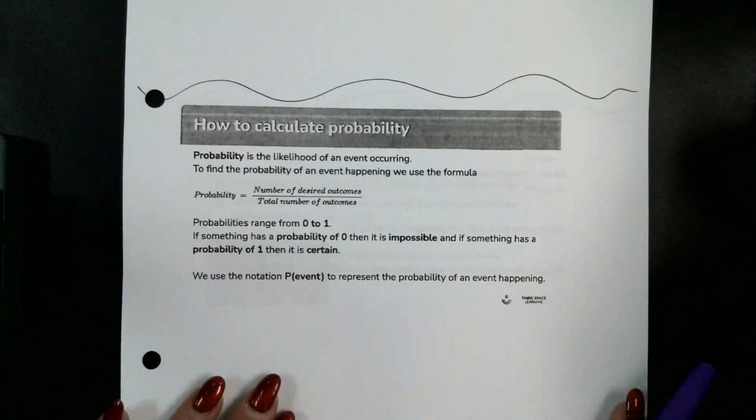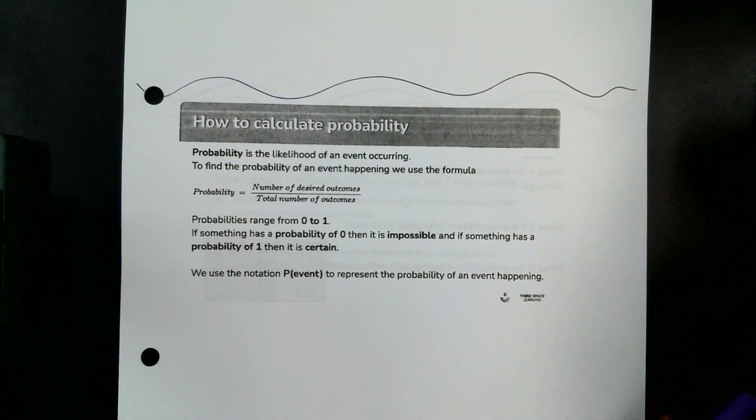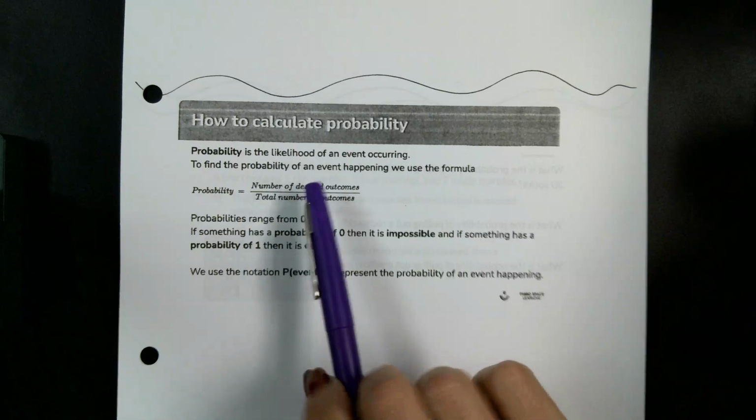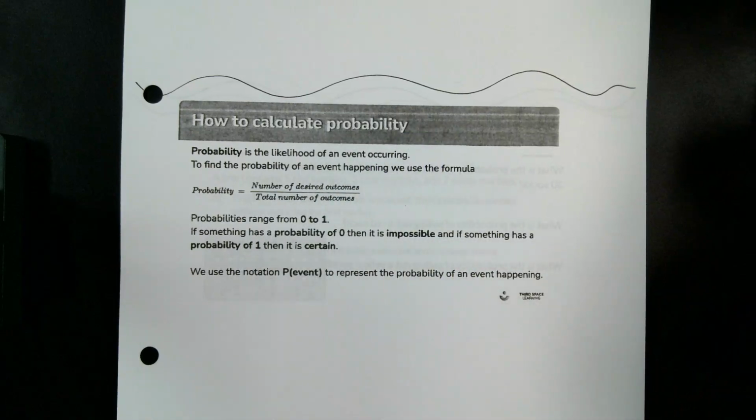So how to calculate probability down here at the bottom. This is going to be pretty simple. In the past, I usually had people leave their probability answers as fractions. We're going to just do the division on a calculator and turn it into a decimal, but it all means the same thing. So probability is the likelihood of an event occurring.